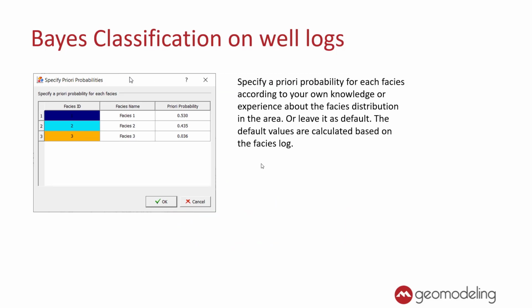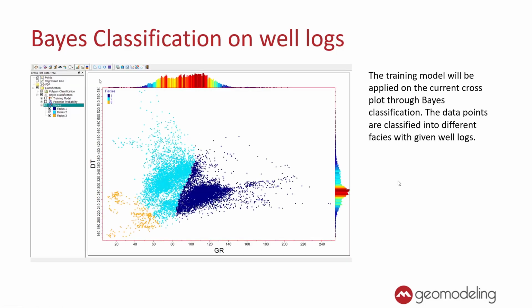Then a dialog will show up to let you specify a prior probability for each facies according to your own knowledge or experience about the facies distribution in the area. Or you can leave it as default. These default values are calculated based on the facies log. Then after you click OK, the training model will be applied on the current crossplot through Bayes classification. The data points are classified into different facies with given well logs.